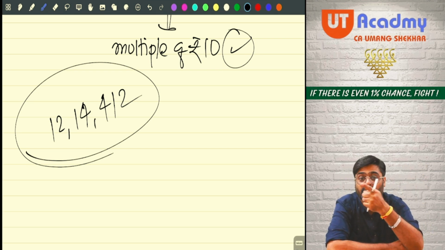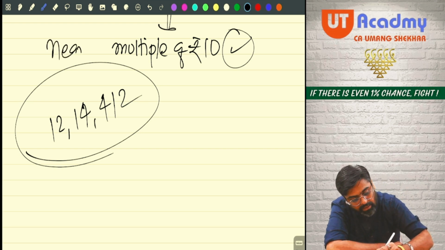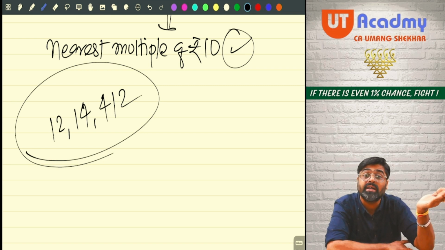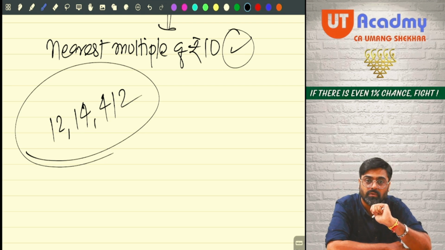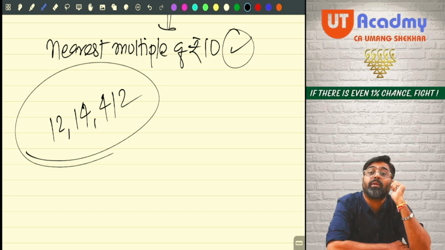288A says that your total income has to be rounded off to the nearest multiple of rupees 10. What? Nearest multiple of rupees 10. Not just a multiple of rupees 10. You have to convert it into the nearest multiple of rupees 10. Now you will have to write an amount which is exactly the same, but that amount should be a multiple of rupees 10.